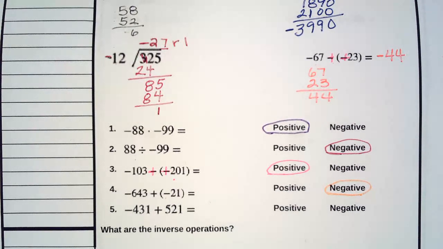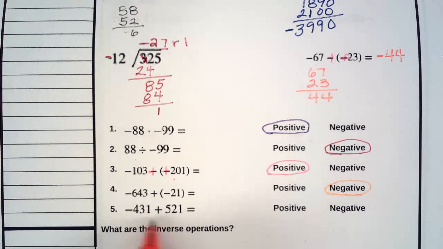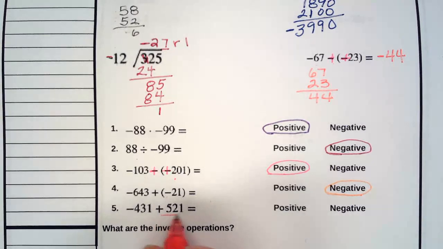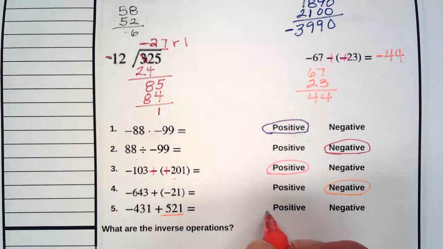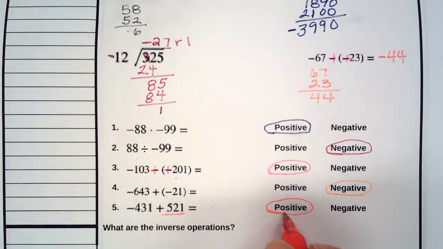For the last one, can you do it yourself? Will it be negative or will it be positive? I look at my two numbers. They're opposite signs, so I'm finding their difference. 431, 521. 521 is the largest number. It's positive, so this becomes a positive.